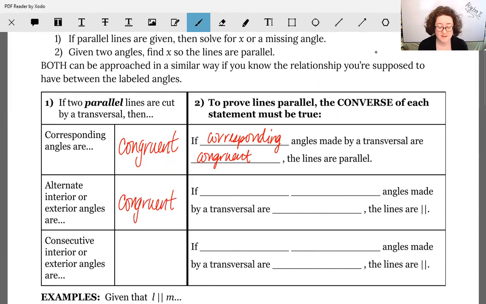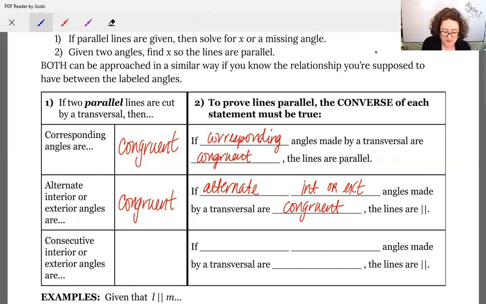So we can basically say the same thing, just using the new name. So if alternate, either interior or exterior, both pairs have the same property. Either pair, if those angles made by a transversal are congruent, then the lines themselves are parallel. It proves that they are parallel.